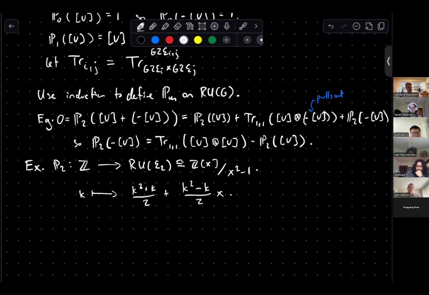How is this mapping defined? Which one? P2 from Z to RU sigma 2. Z is RU of E. So it's the second power operation. Does that make sense? Okay, yeah, I think that makes sense.